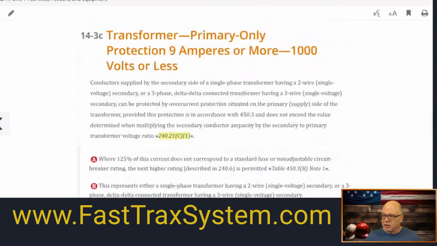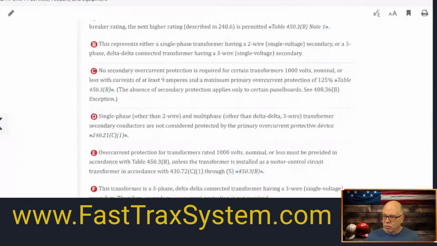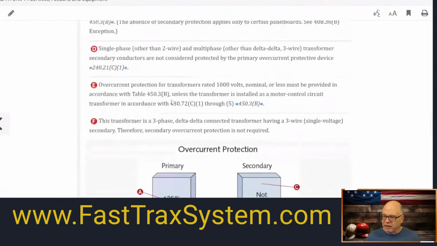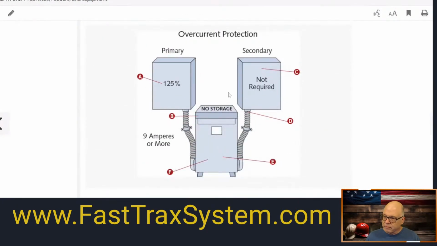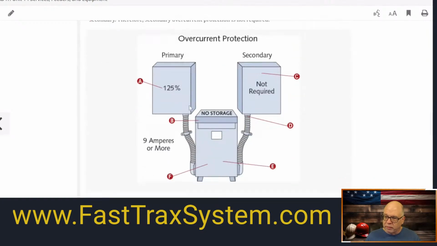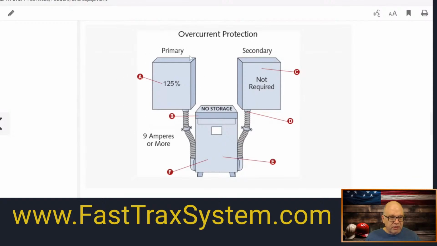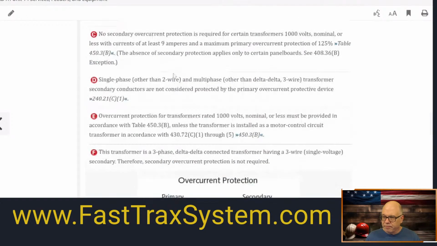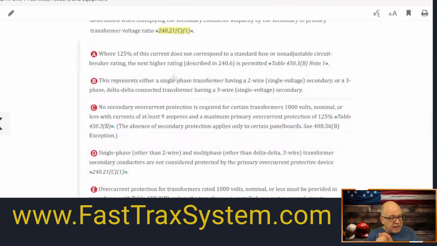All right, so let's take a look. Here's what we've got going on here, and you'll get a bigger idea. So here's our layout. Notice it says not required, okay, in this setup here, if you follow all these rules. You have to follow all these rules in order to be able to have primary only protection, no secondary protection for this transformer, just primary only, all right? And again, I will tell you, 99% of the time, this is not how you're going to do it. This is not what you're going to use.